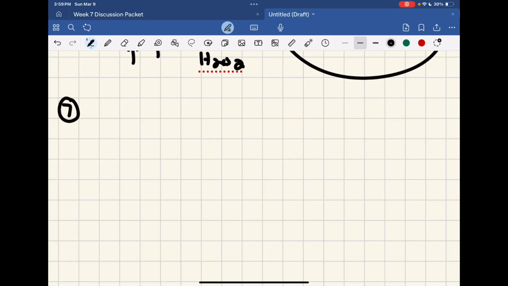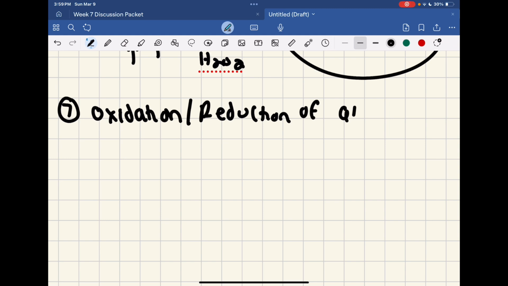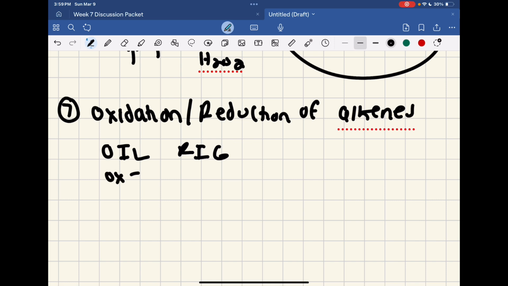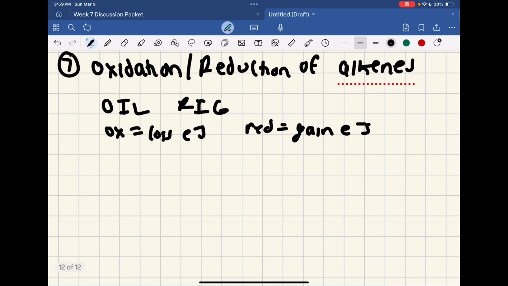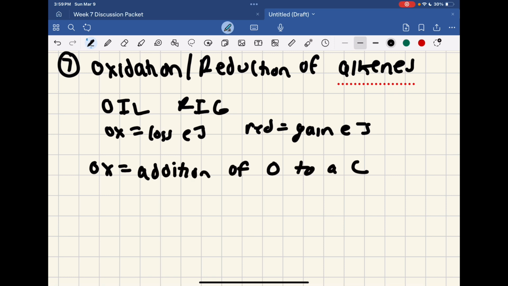Just off the bat, these are going to be redox, oxidation reduction, of alkenes. I just wanted to point out, we remember this idea of OIL RIG, maybe back from Gen Chem, where oxidation is the loss of electrons and reduction is the gaining of electrons. And yes, that is still true in organic chemistry, but we do have a different definition. In organic chemistry, oxidation equals the addition of an oxygen atom to a carbon and the removal of a hydrogen from a carbon.